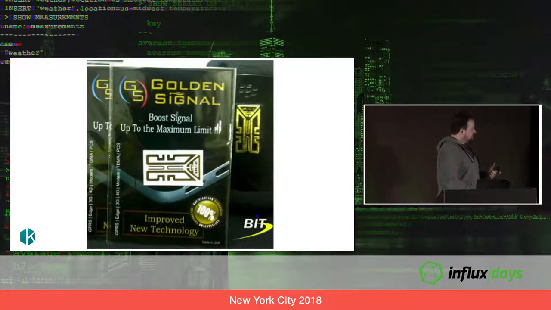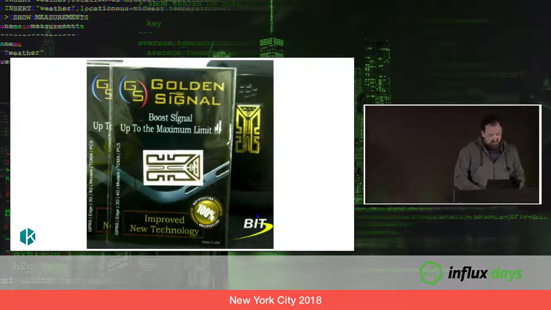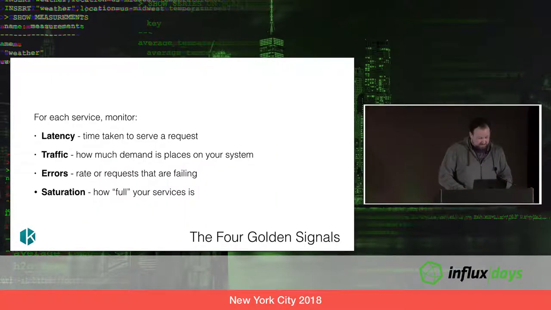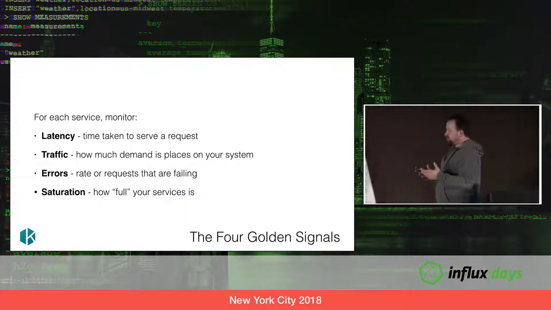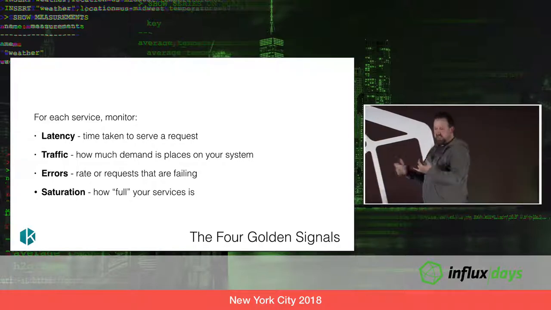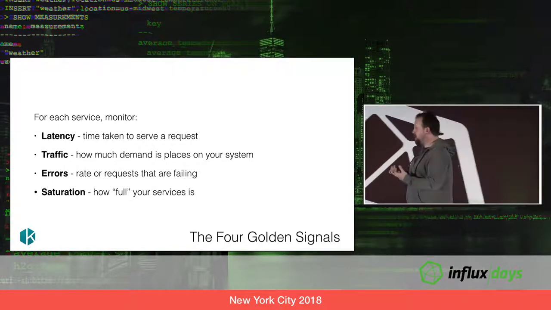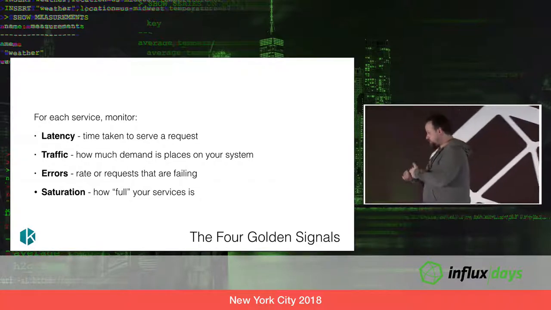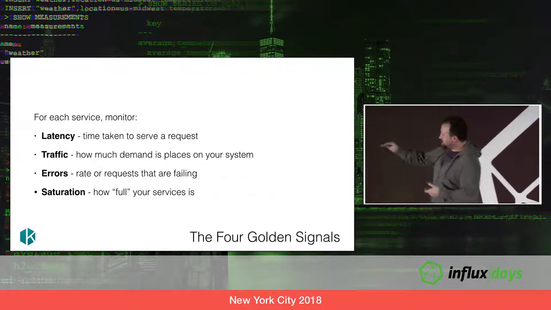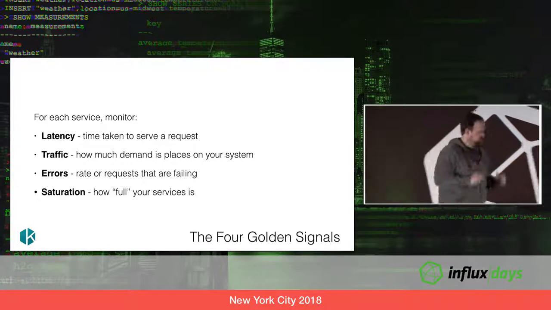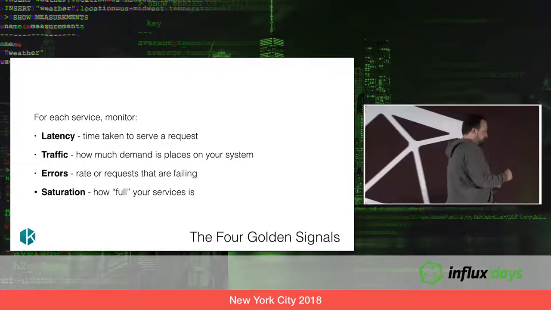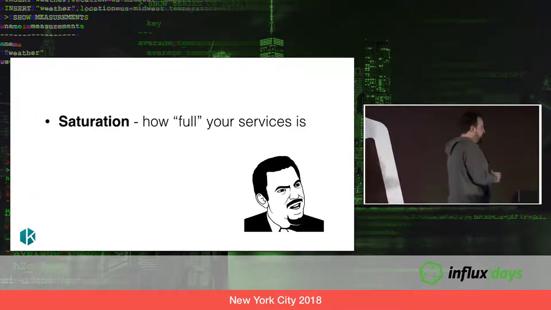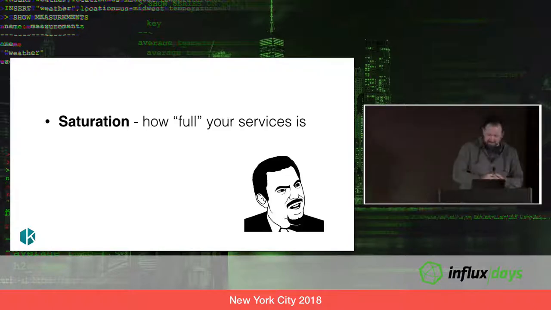It isn't a little sticker that you stick on your mobile phone to get better reception, which is what happened for a while if you Googled it. So what they talk about is the four golden signals: latency, very similar to the duration, a bit of RED. Traffic, very similar to the requests, a bit of RED. Error rate, which is literally identical. And saturation, which they define as how full your services are. Yes, how full your services are. That's a bit of a weird definition.